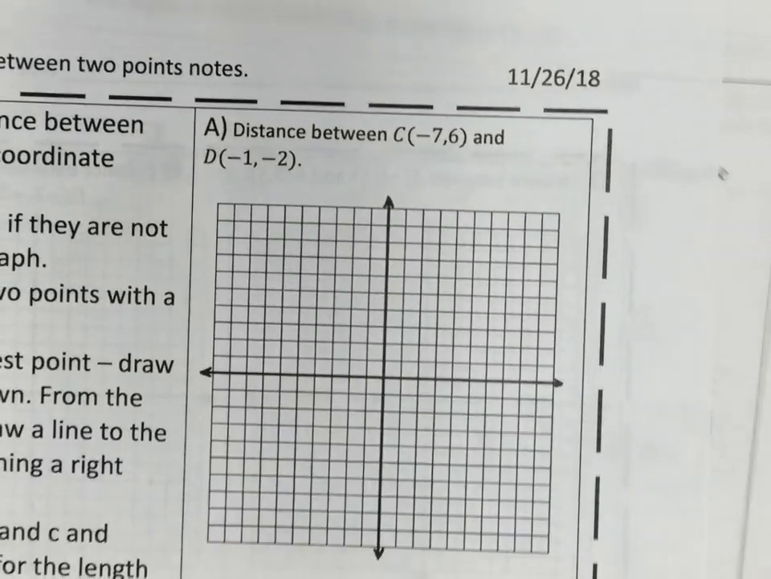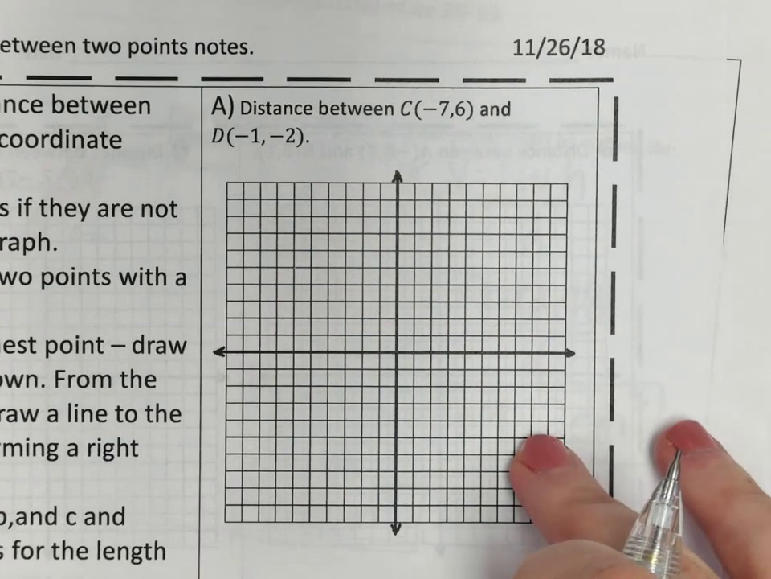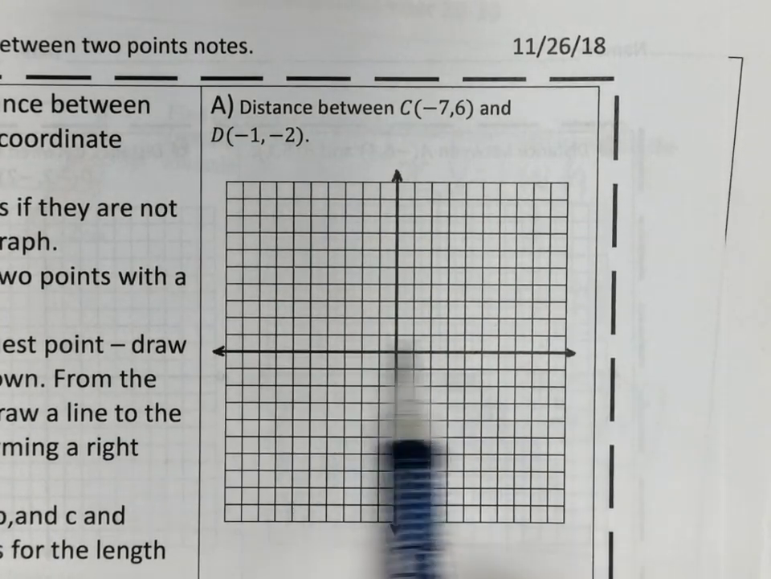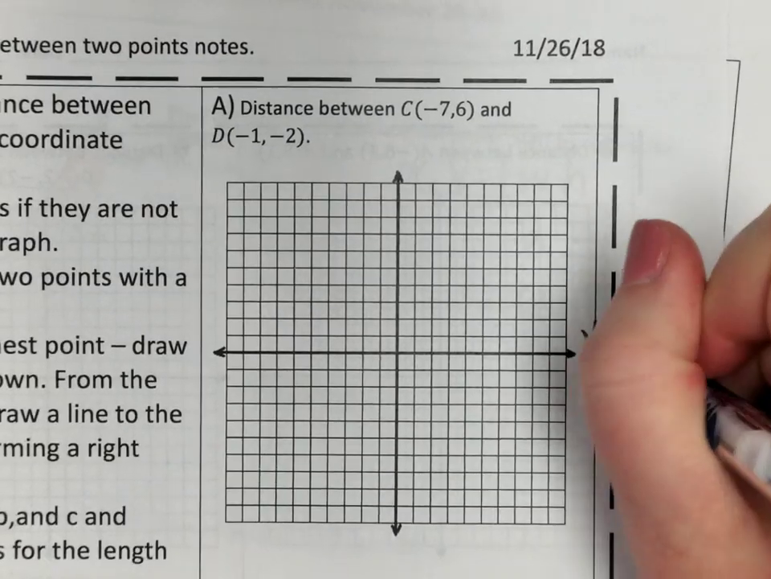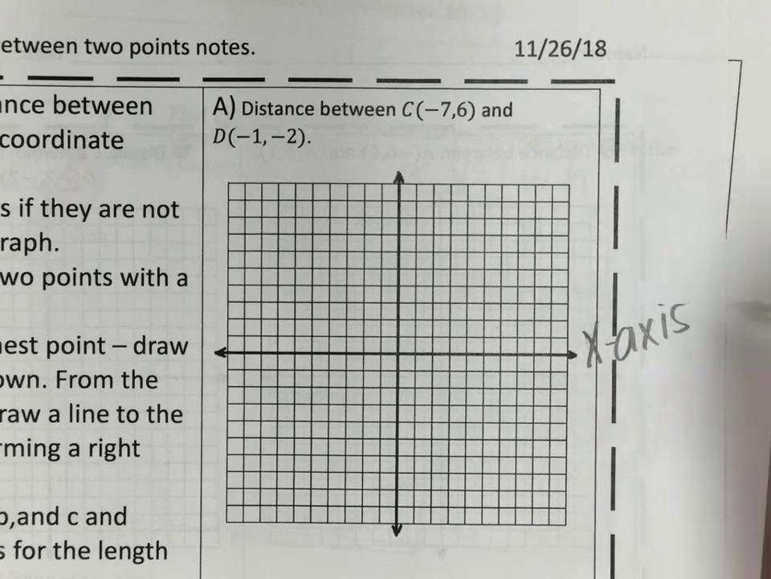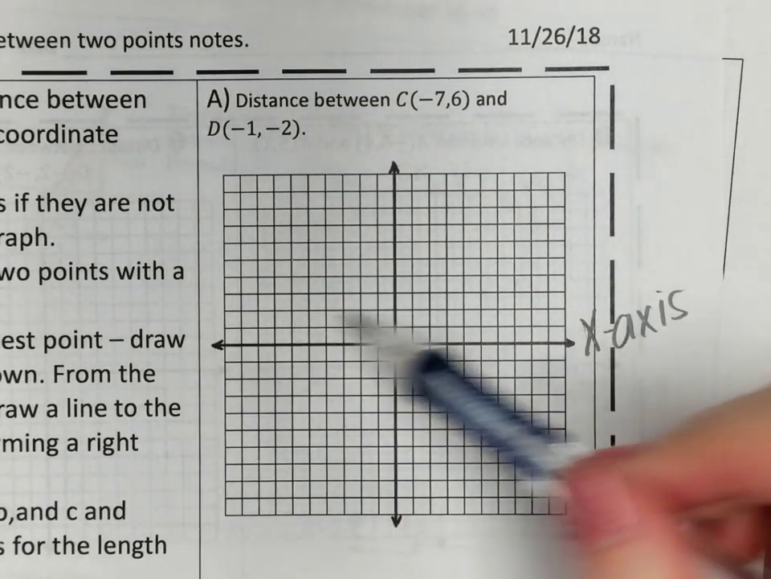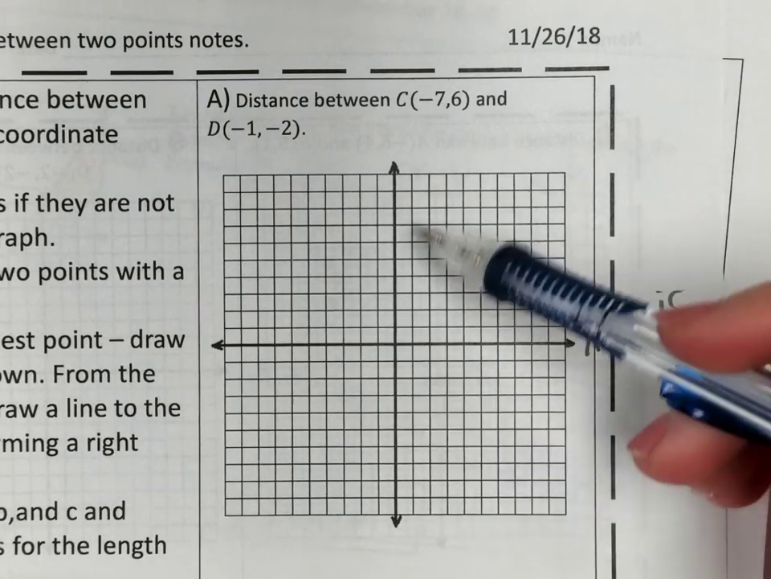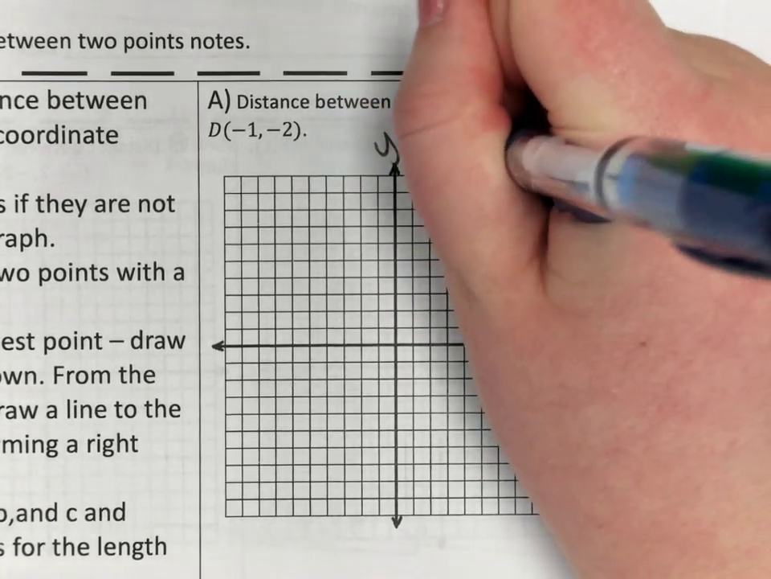So first thing we need to review is how to plot points. Okay. So this right here is called a coordinate plane. Y'all learned this last year. This line right here is called the what? That's the x-axis. Please label that. Okay, so the one that's going side to side, horizontal, is the x-axis. The one that's going up and down is the y-axis.